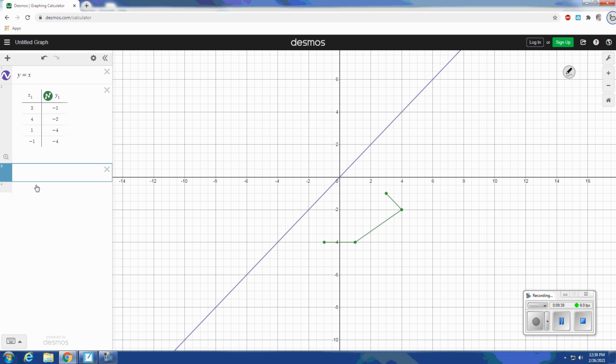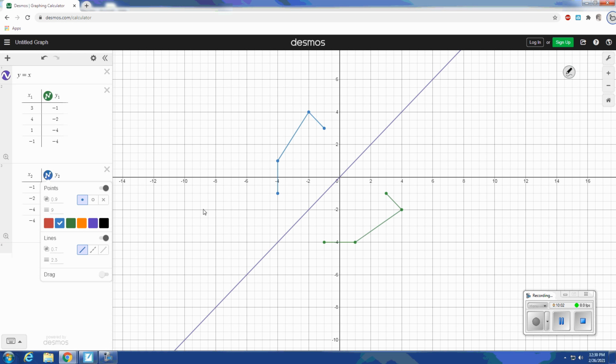Now we know if we want the inverse table, we can add another table. And we just discussed to find the inverse location of these points, we're just going to swap the x and y coordinates. So it's going to become -1, 3, -2, 4, -4, 1, and -4, -1. And if we connect these points, we should see that we have identified an inverse location for each point, and visually this looks like a reflection over the line y equals x, that identity function.